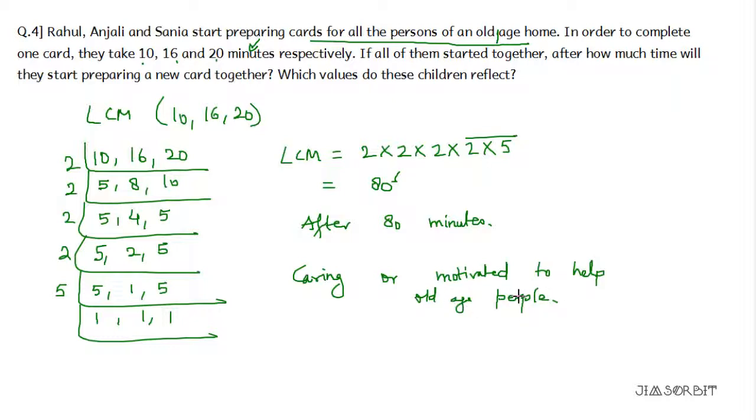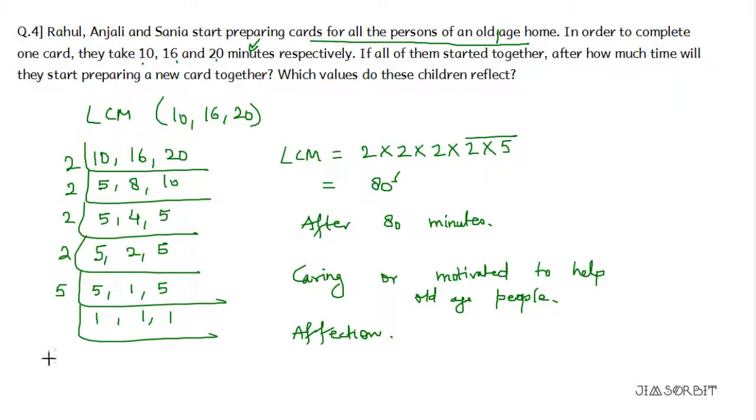Correct. So they are caring for the old age persons. They are preparing cards for the old age people. They feel motivated to help old age people. They are self-motivated. They are drawing cards. They are making cards for them, showing care, affection or love towards the old age people. Okay, whatever you write, they all are the same. You just have to mention one correct word.